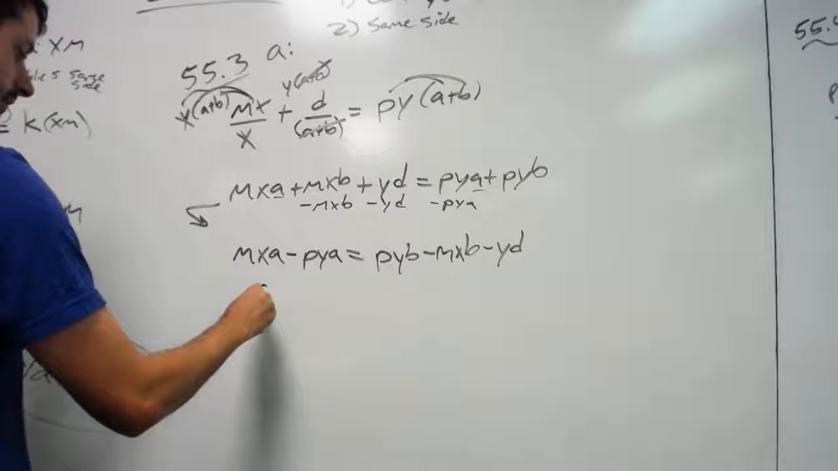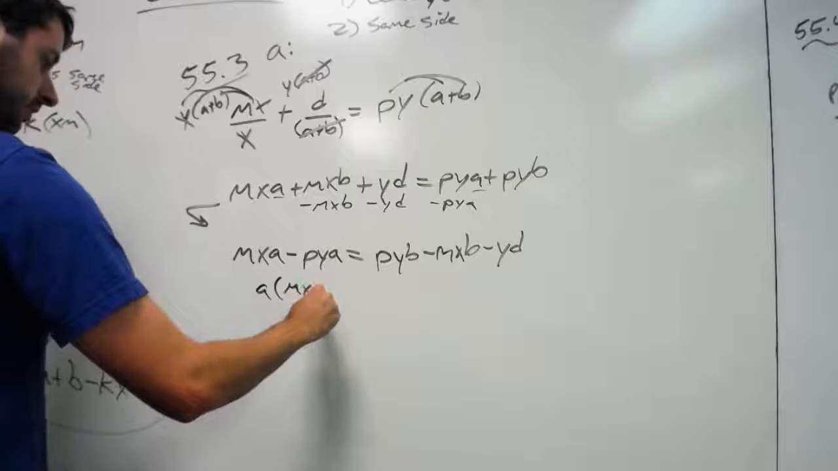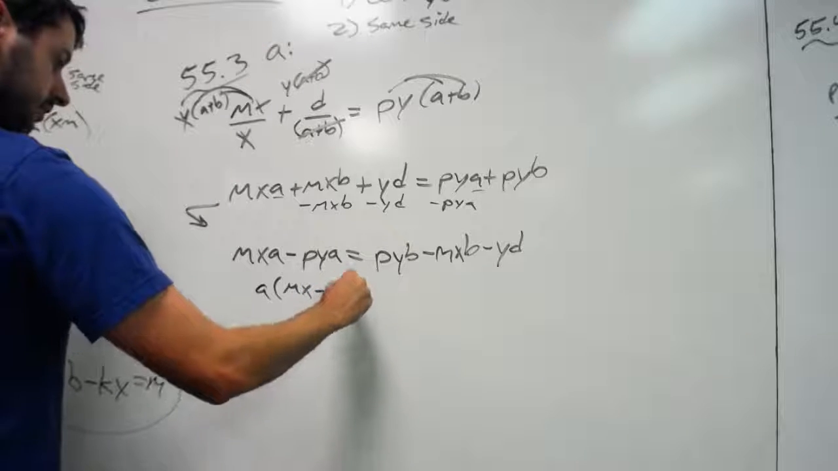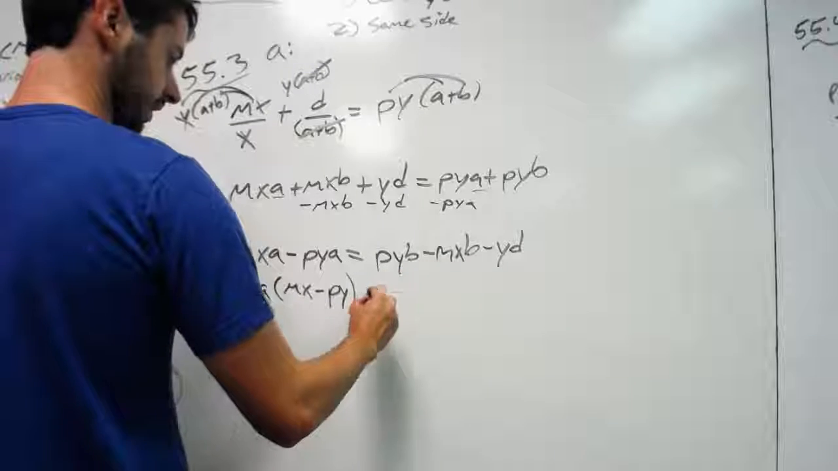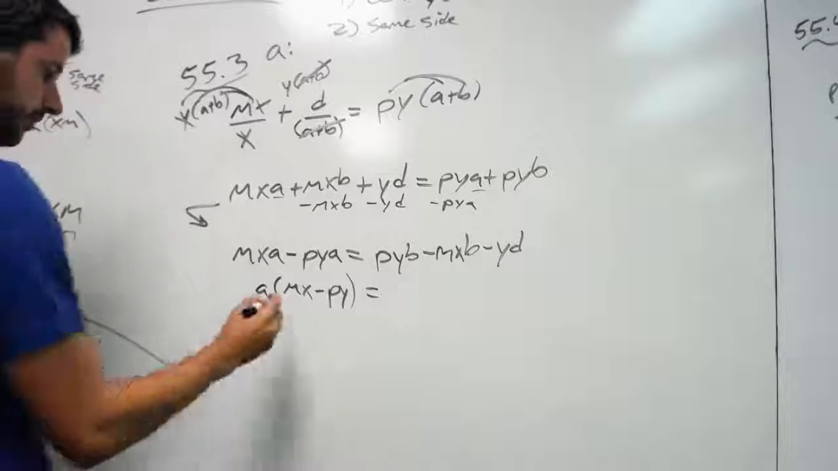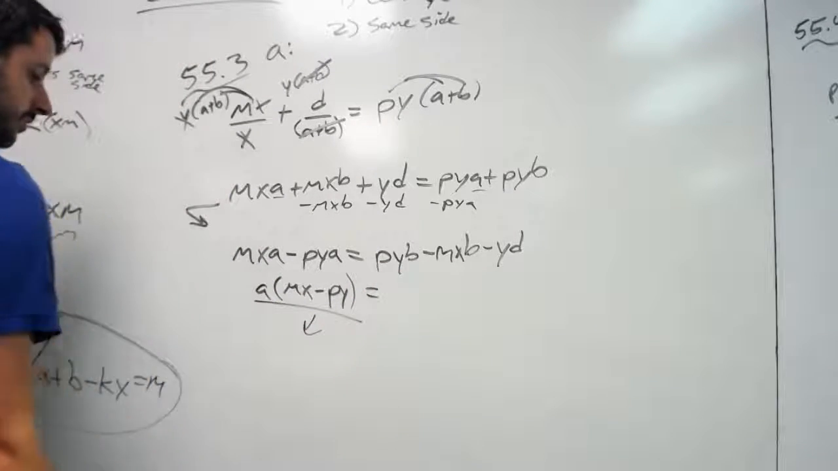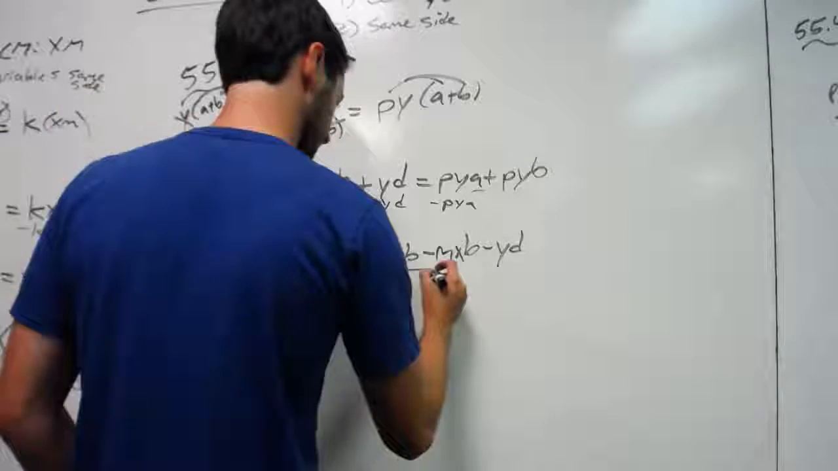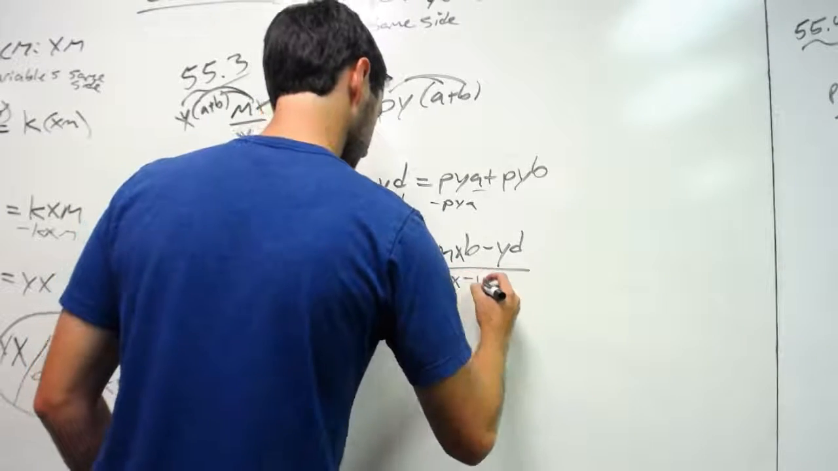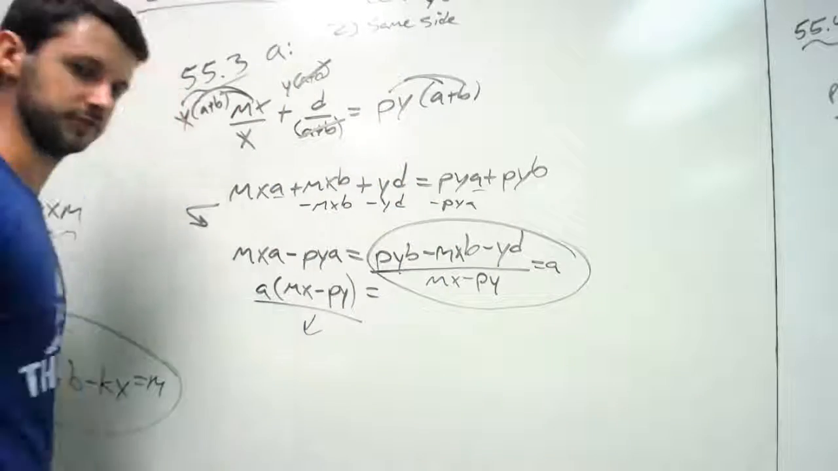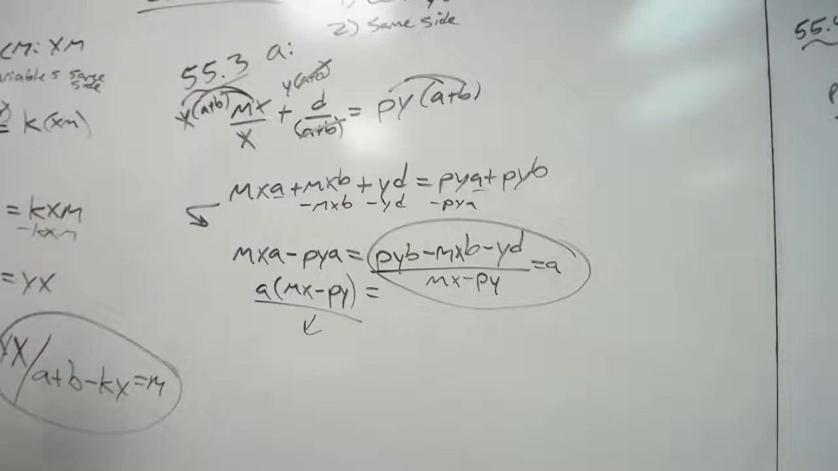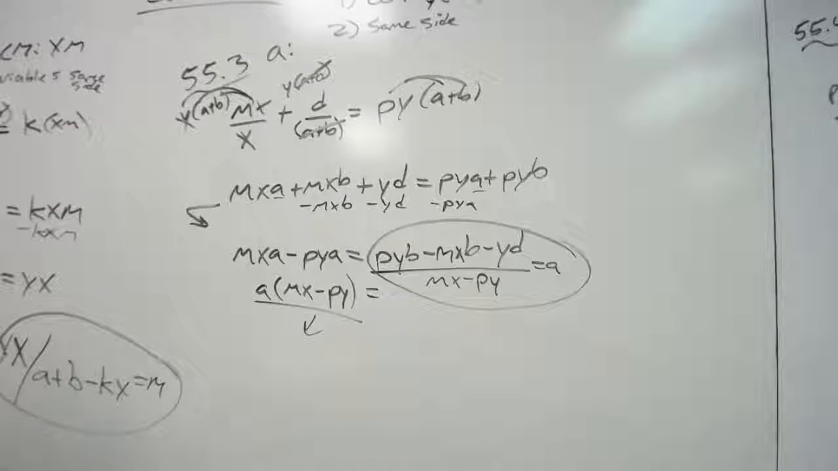Factor out the a, and you get that equals all of that. And just to save time, I'm going to divide by mx minus py. Again, just go ahead and do that to save time. We didn't go through the steps. You should understand from that point, but if you don't, rewind to the last example. But that is how you do advanced abstract equations.